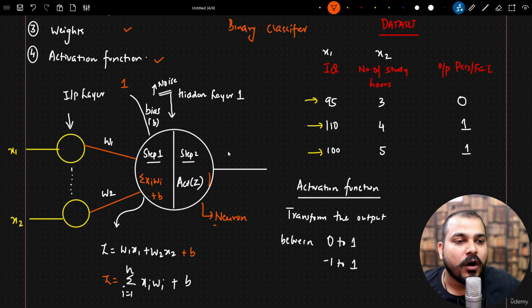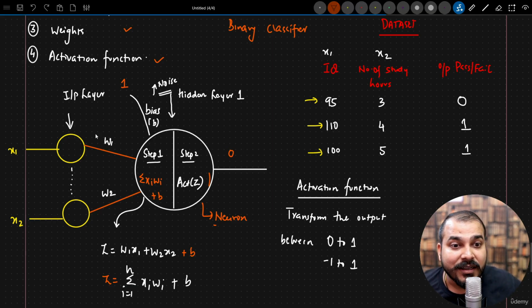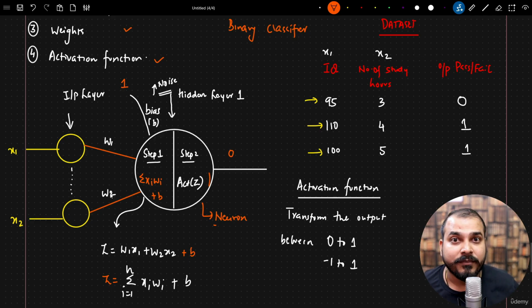And let's say that the output I got after this is somewhere around 0. If I'm getting 0 for the first record, and my real output is also 0, then that basically means my error is 0. If my error is 0, then the weight that is initialized is very good. But if my error is a little bit high, if my error is 1, then 1 minus 0 is 1. So over here, this is my real output for the first record, but I'm getting 1.